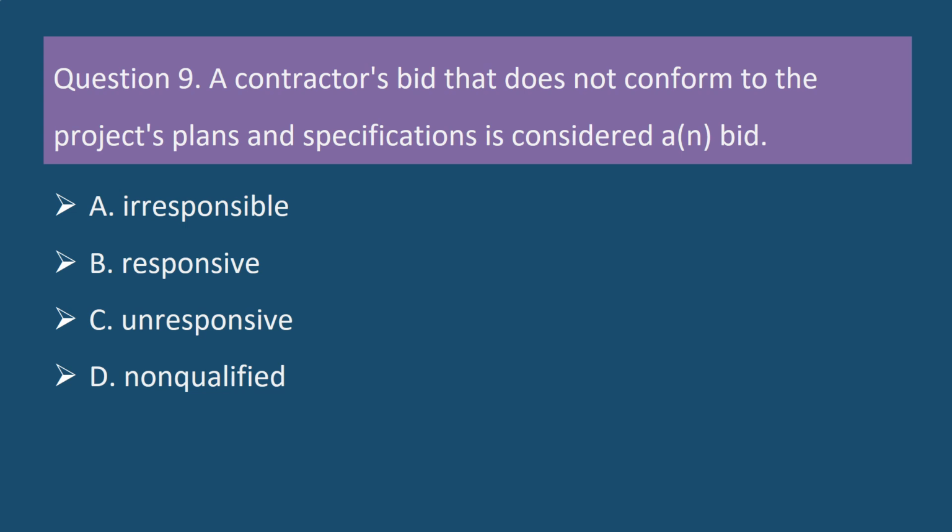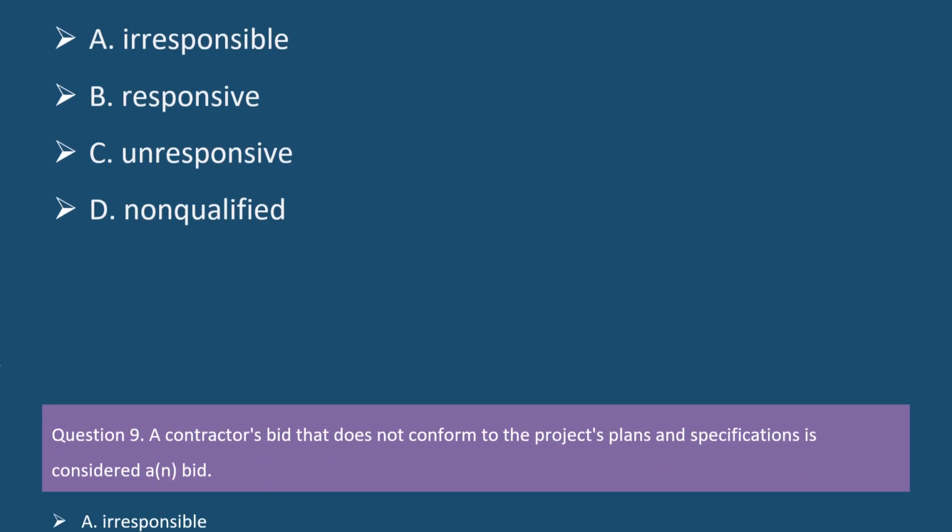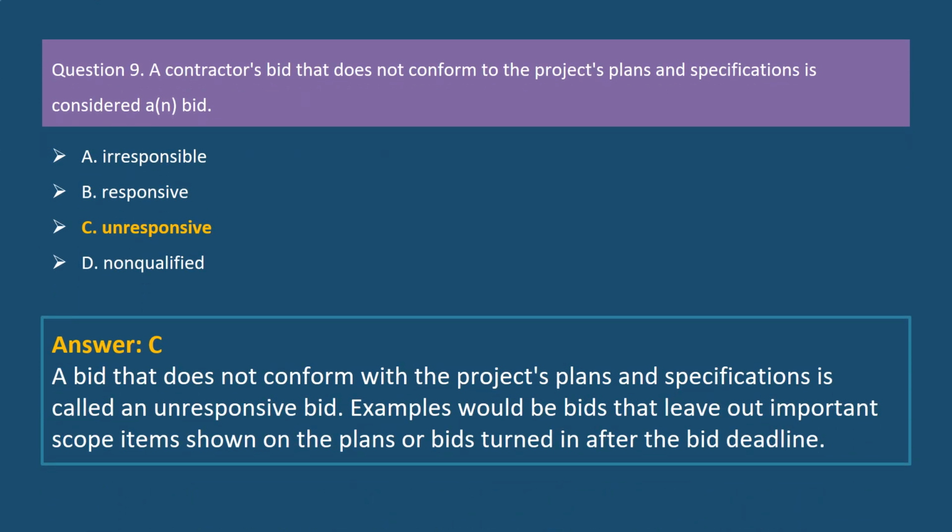Question 9. A contractor's bid that does not conform to the project's plans and specifications is considered a blank bid. A. Irresponsible. B. Responsive. C. Unresponsive. D. Non-qualified. Answer: C. Explanation. A bid that does not conform with the project's plans and specifications is called an unresponsive bid. Examples would be bids that leave out important scope items shown on the plans or bids turned in after the bid deadline.